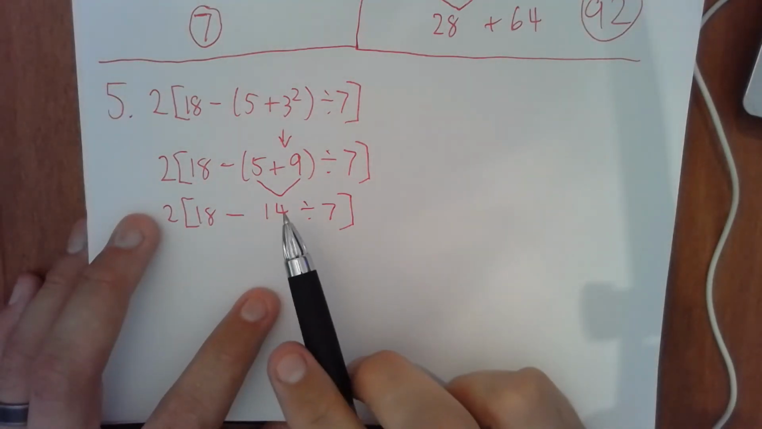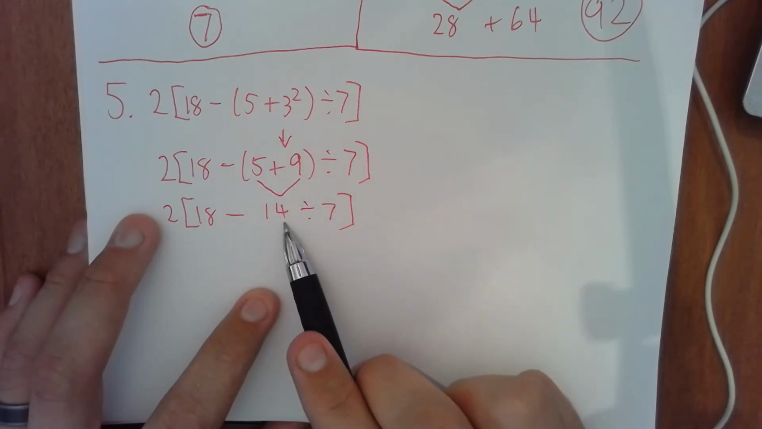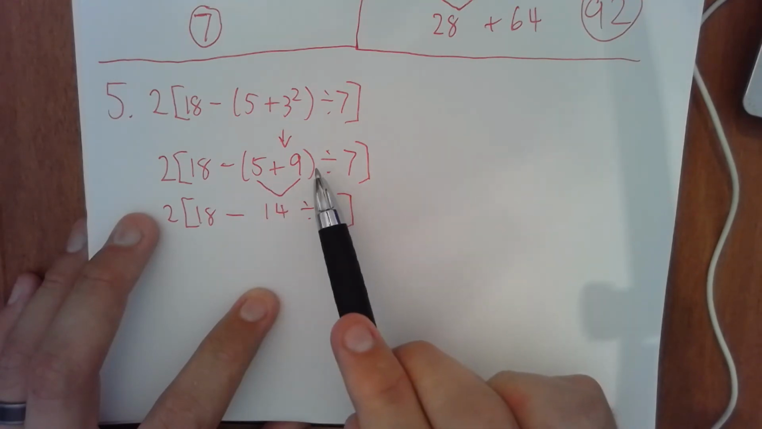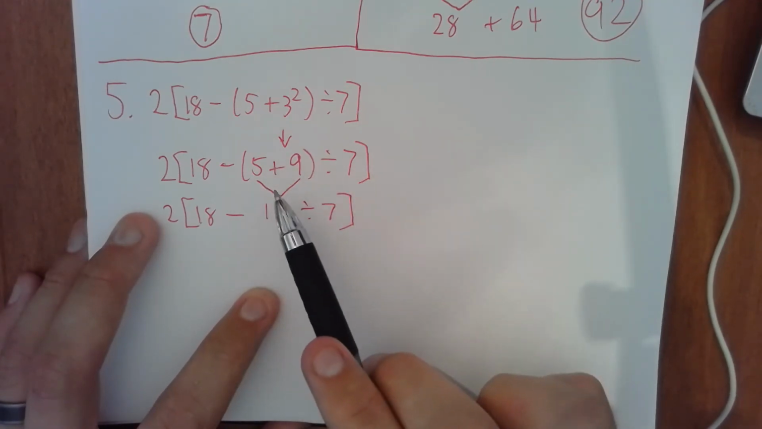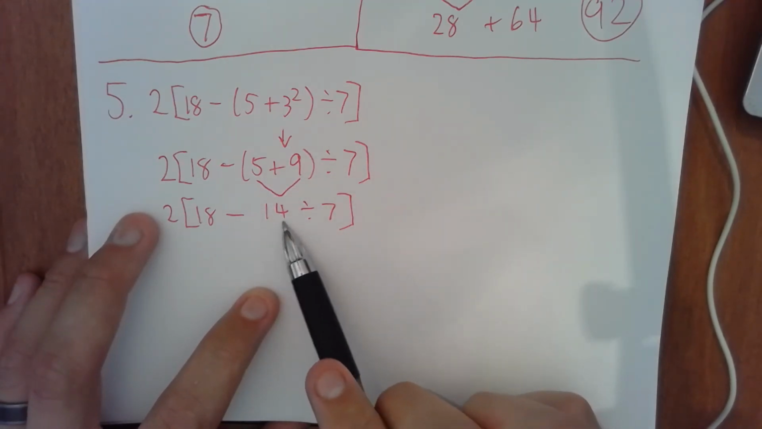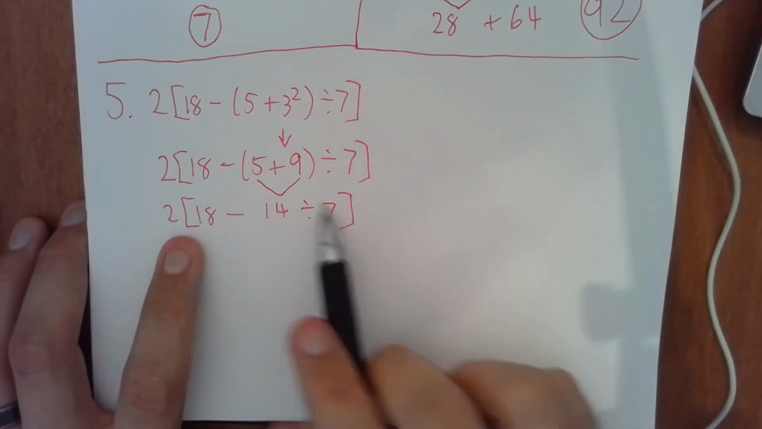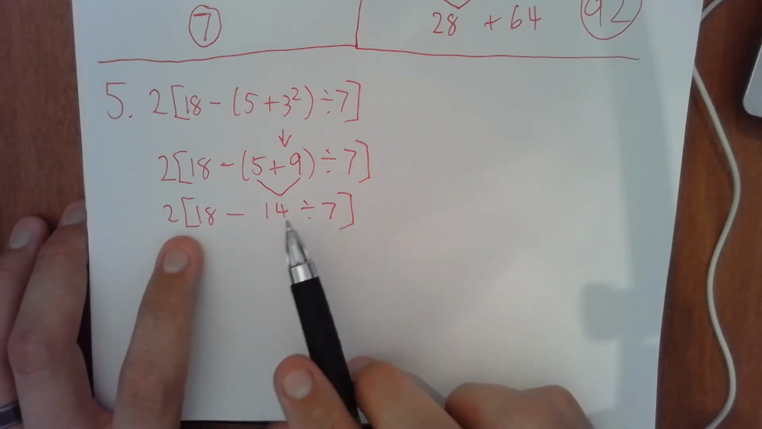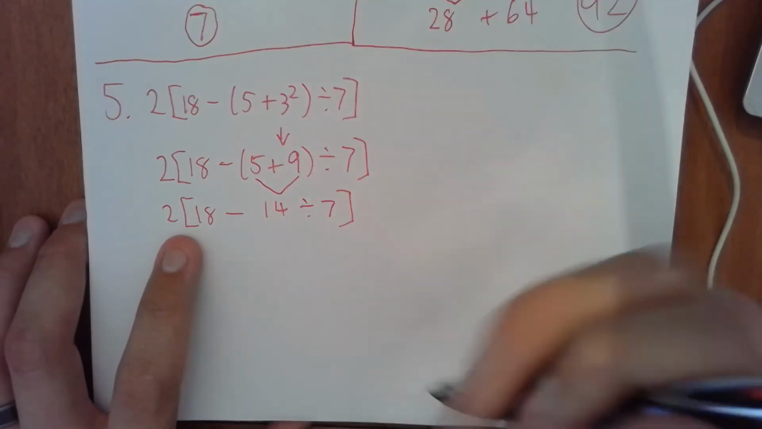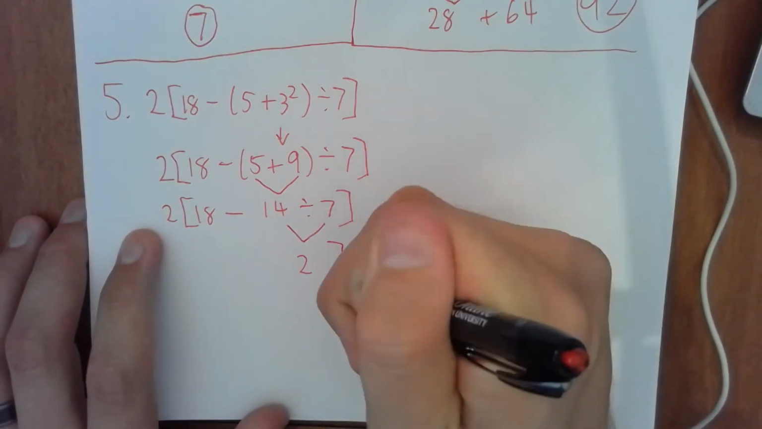Now that the number inside the parentheses is just one number, I can actually drop the parentheses here. They've done their job. They were really just there to tell me what to do first. Since I've done all the operations inside the parentheses, it's not necessary anymore, so I drop them. But we still have a grouping symbol, which are brackets, so we still got to stay inside of this grouping symbol. Inside the grouping symbol, we have division and subtraction, and division comes first. So we do our division, 14 divided by 7, which is 2.